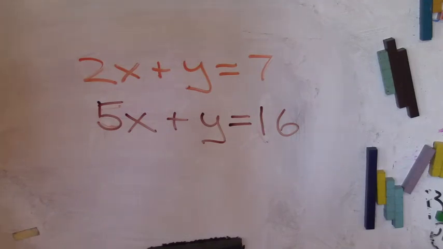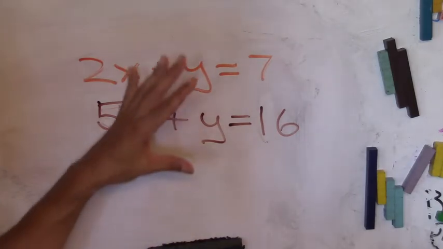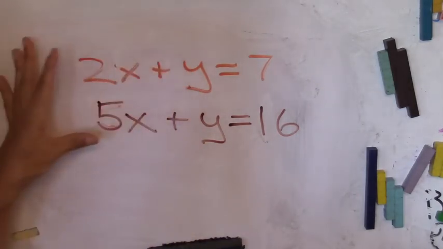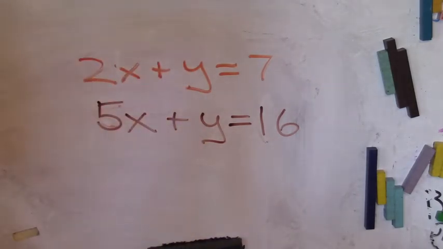Alright. So let me show you how to do this so that you can do it every single time. Here's what we're going to do. We're going to add these two things together, but first I'm going to make one of them negative, because what do I need to do problem solving?